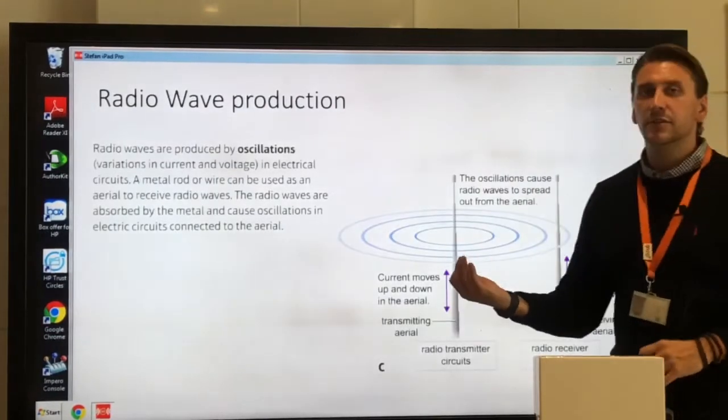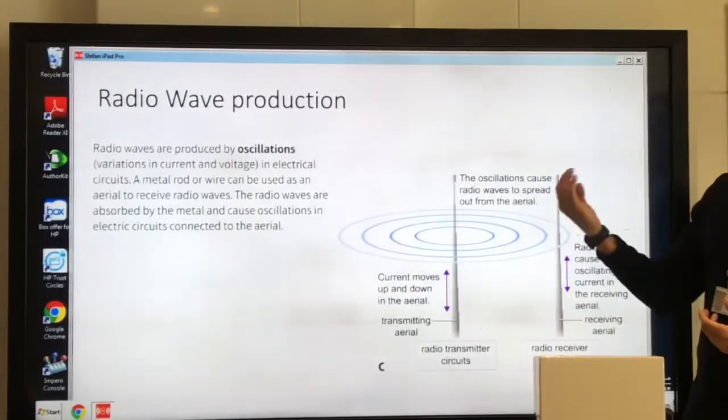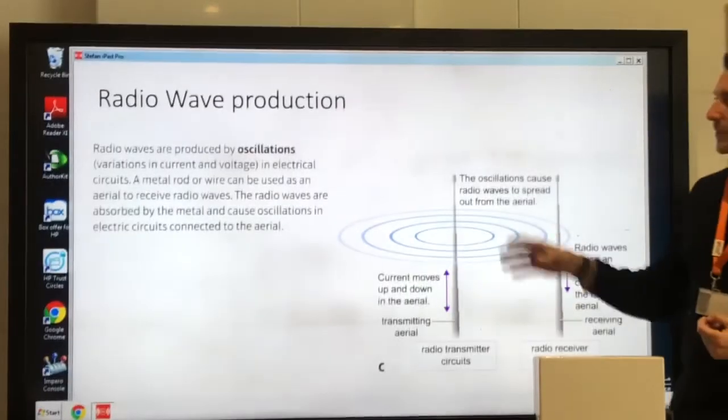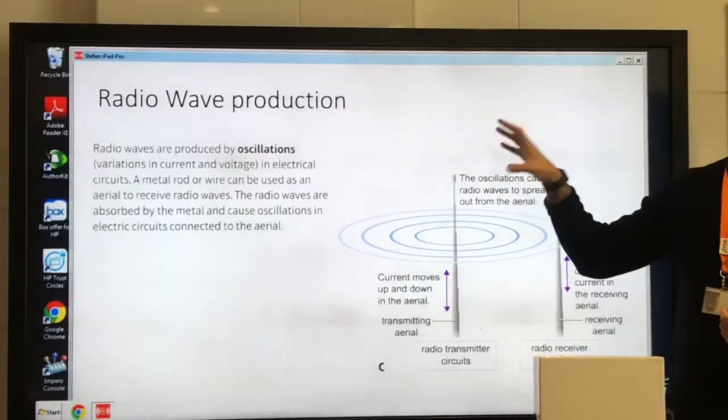Now, something else that we need to be able to do from this section on using long wavelengths is to be able to explain how radio waves are produced.